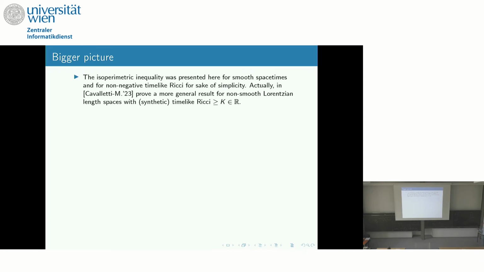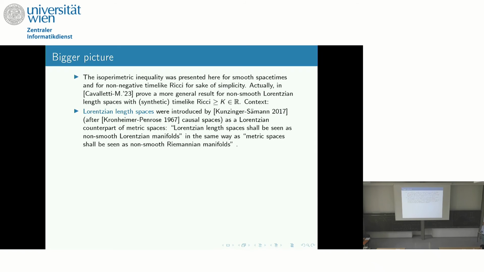So what's the longer-term goal? The isoperimetric model that I presented today, I presented for simplicity for spacetimes which are smooth and for non-negative timelike Ricci. But actually, in the paper with Cavalletti, we proved a more general result for non-smooth Lorentzian length spaces and with any lower bound on the Ricci. So we just assume that the timelike Ricci is bounded below by some constant k. So what is this context of non-smooth Lorentzian spaces?